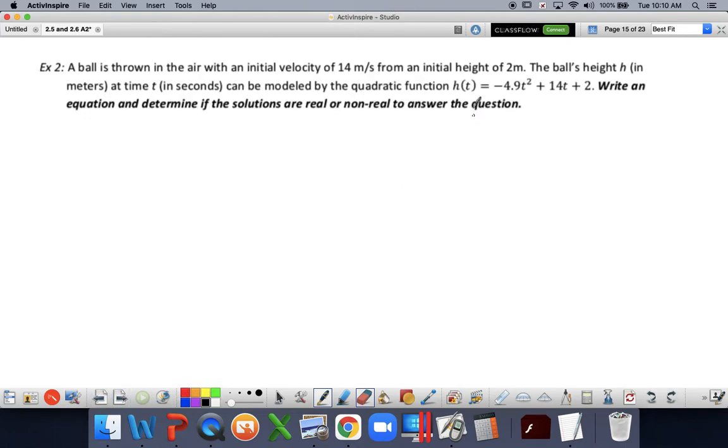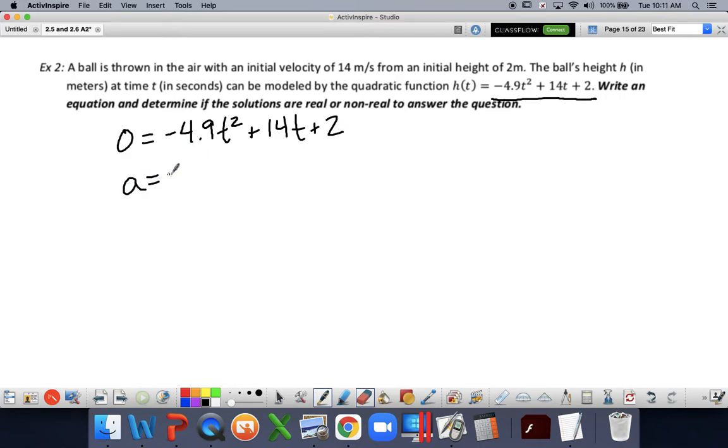So in the word problem below, I just ask you to figure out if the solutions are real or non-real. So I came up with an equation right here about a ball being thrown in the air at a certain velocity of 14 meters per second and an initial height of 2. Now, since I just pulled those numbers out of thin air, did I pull good numbers? Remember, this is supposed to be a real-world example. If it's a real-world example, then I should not have imaginary solutions. I should have real solutions. So I'm going to set this equation equal to 0. And notice I'm using a t instead of an x. It really doesn't matter.